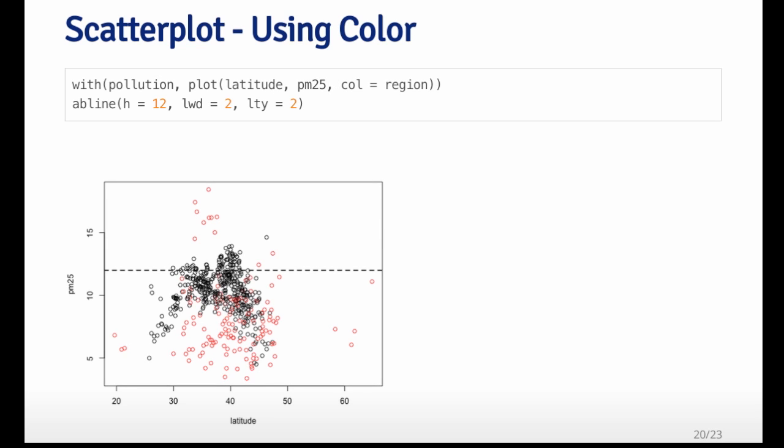So you can use color to add another dimension. For example, remember there was the latitude and the longitude and the east-west variable in this data set. And so what I've got on the x-axis here is the latitude, and the y-axis the PM2.5. And then I've added color, so the red and black dots indicate the east-west variable. The black circles are the eastern counties, and the red circles are the western counties. So you can see now we're looking at 3 different variables here.